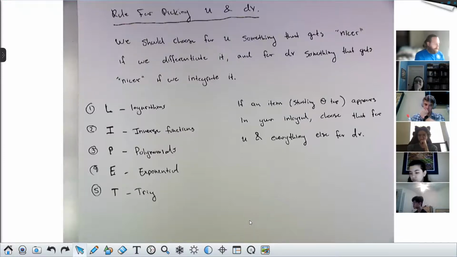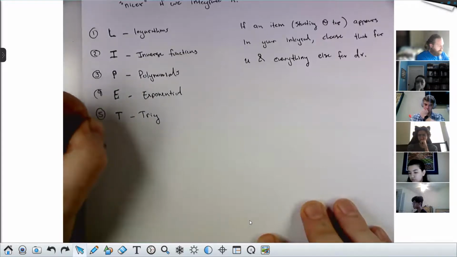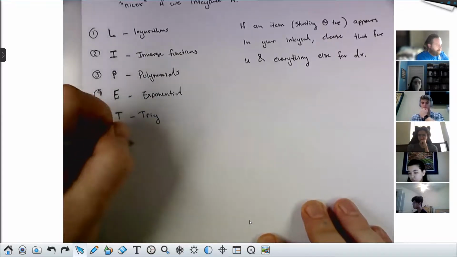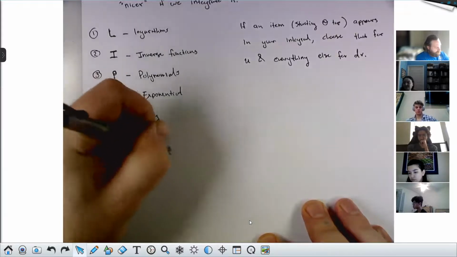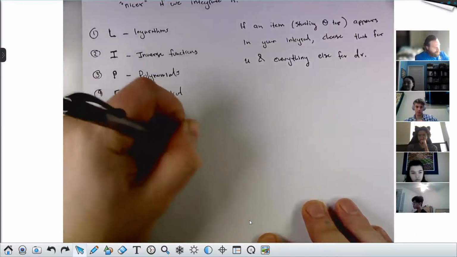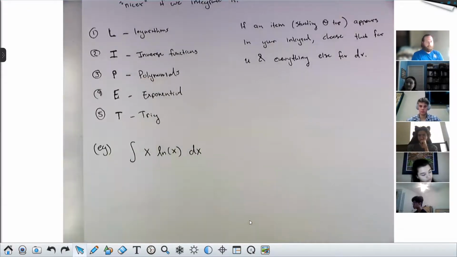Okay, let's try another example then. I mentioned we don't know how to integrate the natural log function. I'm going to start with something a little bit more vexing. All right. So I want to integrate x times the natural log of x.